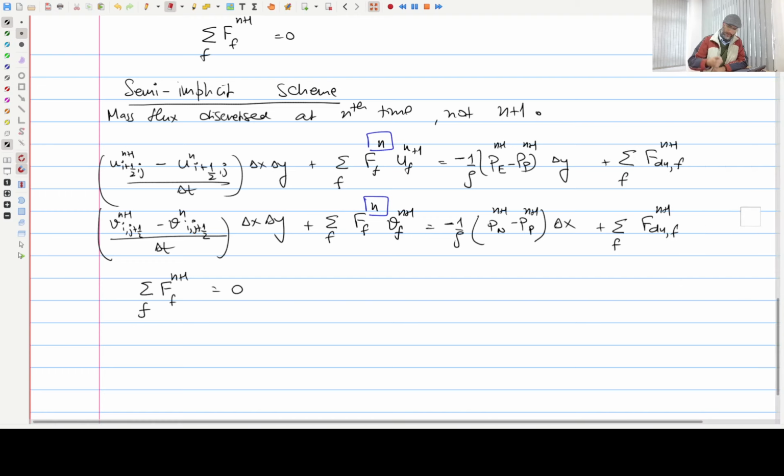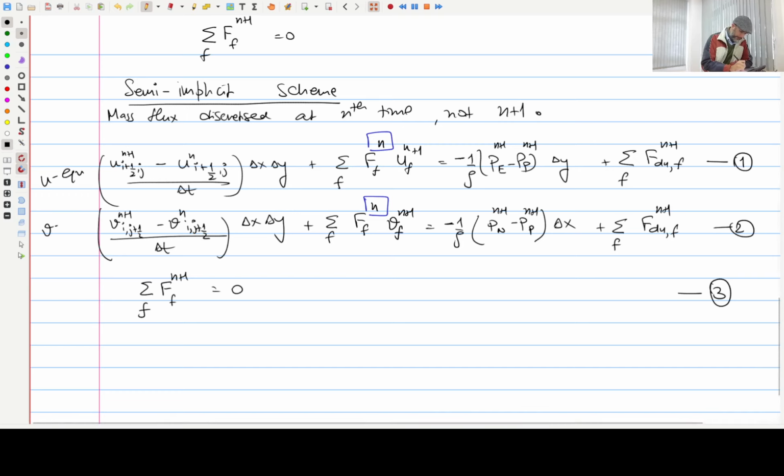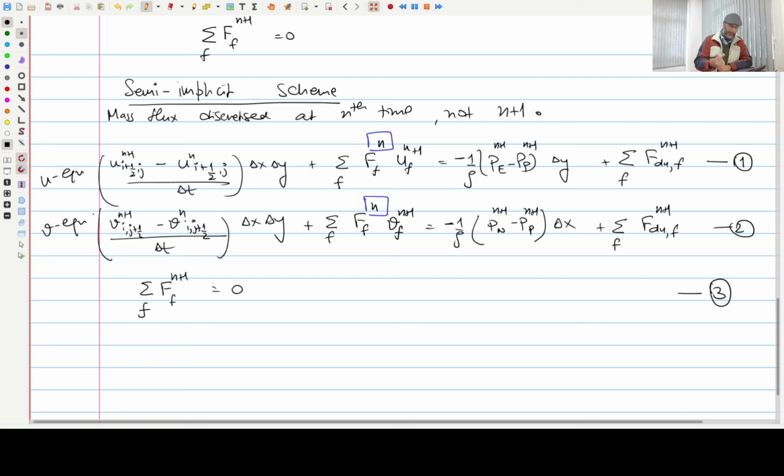I will not write this control volume again and again. So we'll give them numbers. This we'll call 1, 2, and 3, because we'll be solving the semi-implicit equations in the next 2 lectures. So I have given them numbers. Others are not being numbered for now. So we have the U equation, we have the V equation, the U momentum and V momentum equation, and then we have the continuity equation.